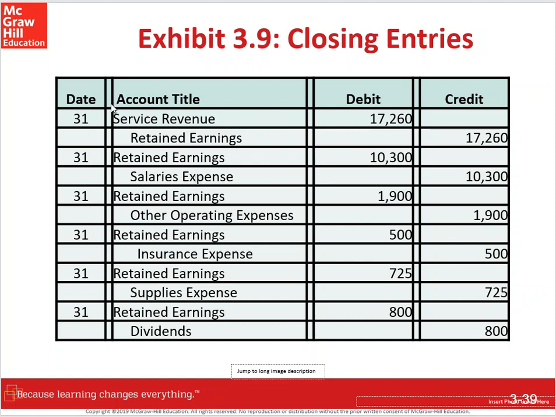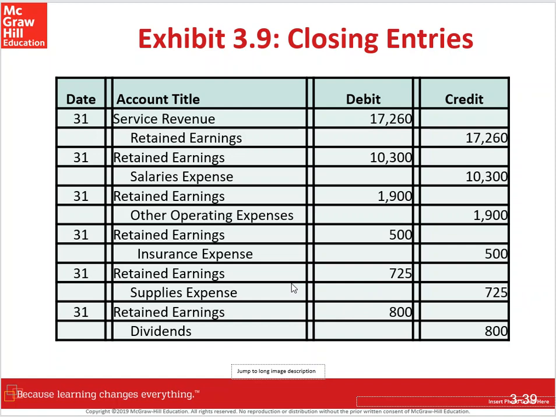Where is all this coming from? Well, we had to wipe out service revenue with a debit, and we're crediting retained earnings. We had to wipe out salaries expense by crediting and therefore debiting retained earnings. And we do the same for each of the other expenses. And then at the bottom, we have to wipe out dividends with a credit, and then we're debiting retained earnings.